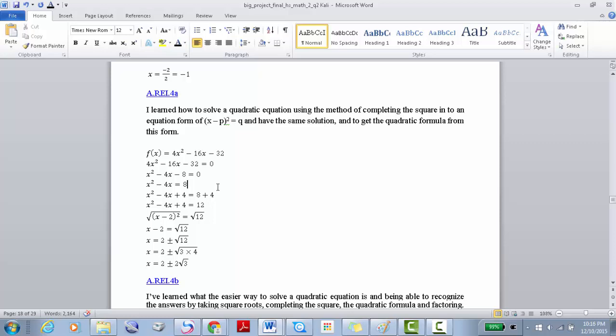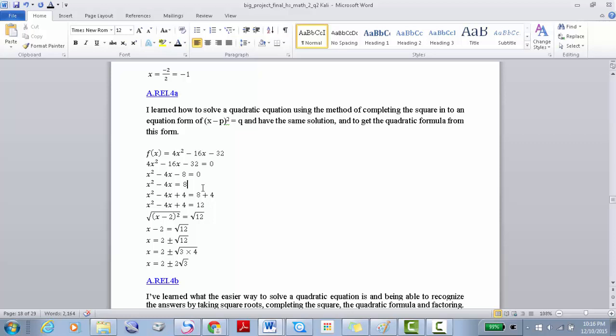And we add 4 to both sides because we take this 4, divide it by 2, and put it to the power of 2. Put the value of 4 over 2 to the power of 2. Then it will be x squared minus 4x plus 4 equals 8 plus 4. Then we have to simplify that. It will be x squared minus 4x plus 4 equals 12.